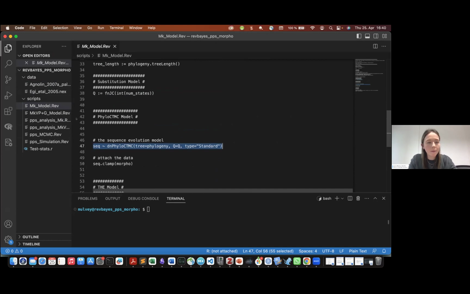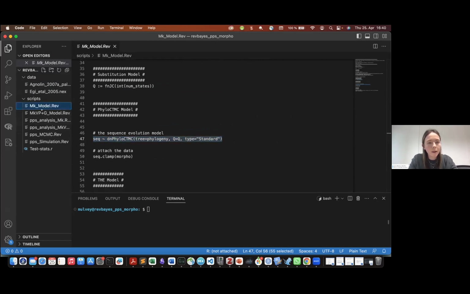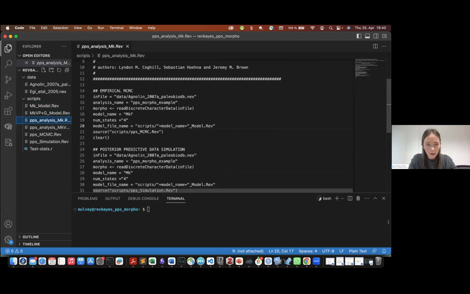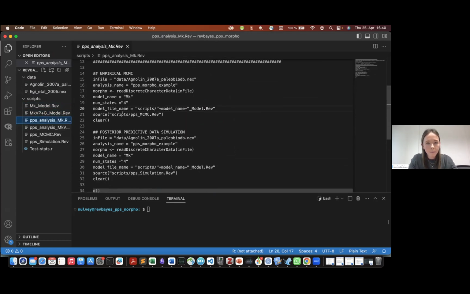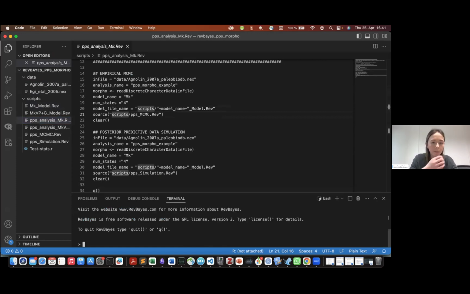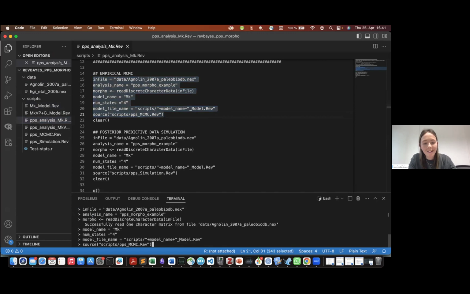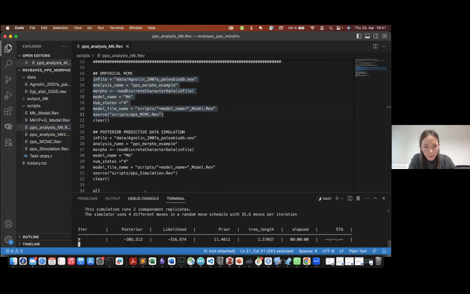And that's the main points from the first script. Yes, that should run. So if you just type in RevBase, and then if I run this, that should hopefully all run fine.